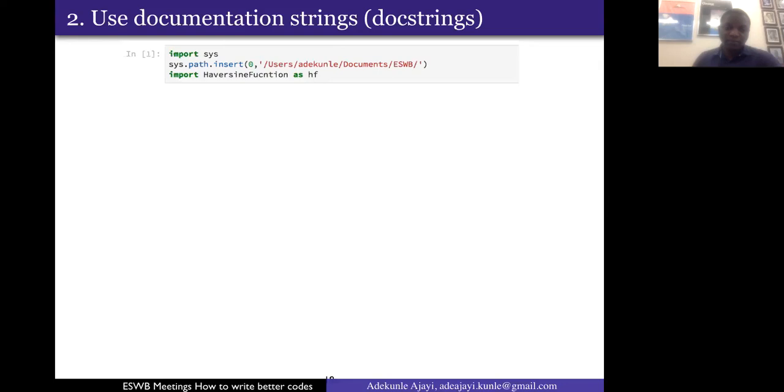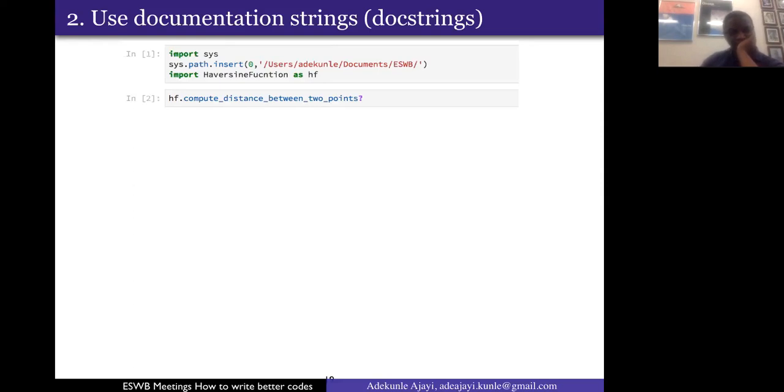and I'm importing it as HF. And don't worry about the HF. This is just a typical way we code in Python. So I import this package, and I know in HF, which is the haversine function, I have the haversine package. I have a function called compute distance between 2 points. But I don't know what this function does because I didn't write this function. I just want to try and understand it.